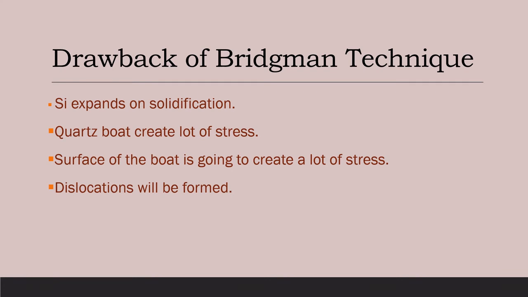That's all about the drawbacks of the Bridgman technique. So the first drawback is silicon expands on solidification. The second drawback is the quartz boat creates a lot of stress. The third drawback is the surface of the boat is going to create a lot of stress, and due to this stress dislocations will be formed when we grow a single crystal using the Bridgman technique. That's why we don't go for the Bridgman technique. All of us prefer the CZ technique.